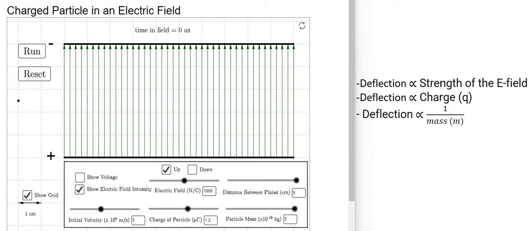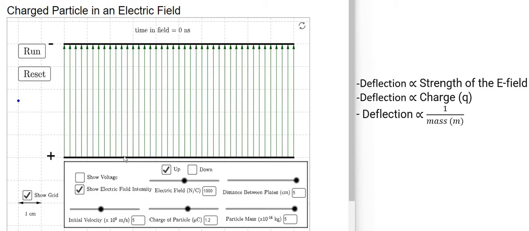In this video, I'm going to discuss how a charged particle gets deflected in an electric field. We know that a charged particle gets deflected in an electric field, and this deflection depends upon the strength of the electric field, the magnitude of the charge, and the mass of the charge. This was studied by J.J. Thomson.